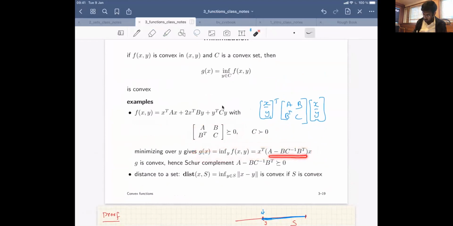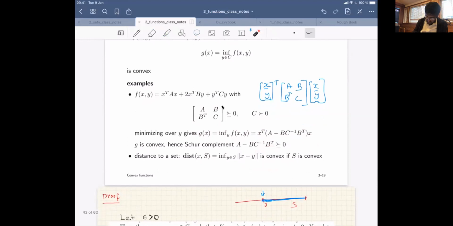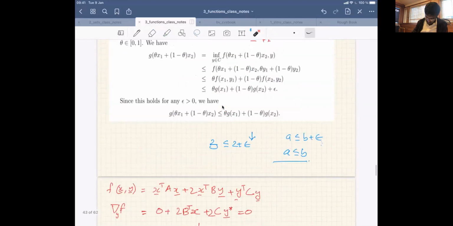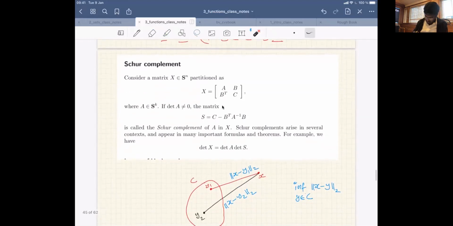That means this guy is positive. Again, this is a quadratic function where we have a matrix that is positive semi-definite, because this is a solution after the infimum operation which preserves convexity. So this is a convex function, and hence this matrix is positive semi-definite. This special matrix is called the Schur complement. So what we saw is that in this case, the Schur complement is positive semi-definite. I just gave you information about the Schur complement from the textbook. You can read this later.